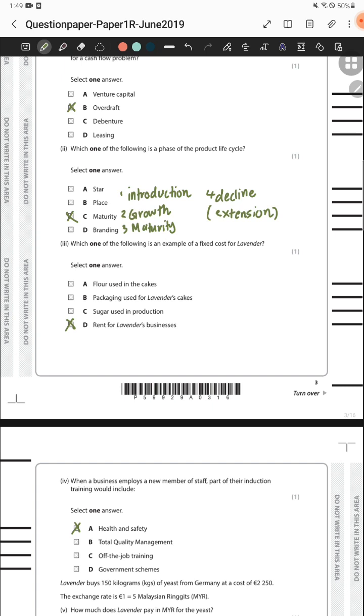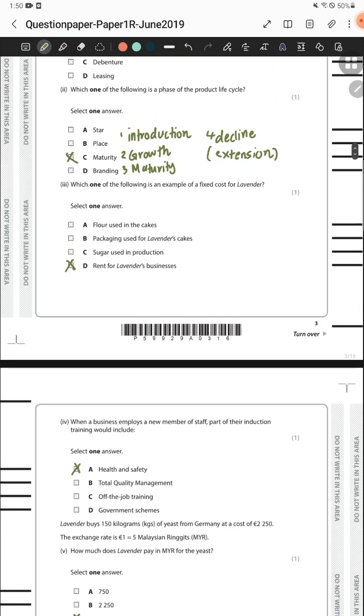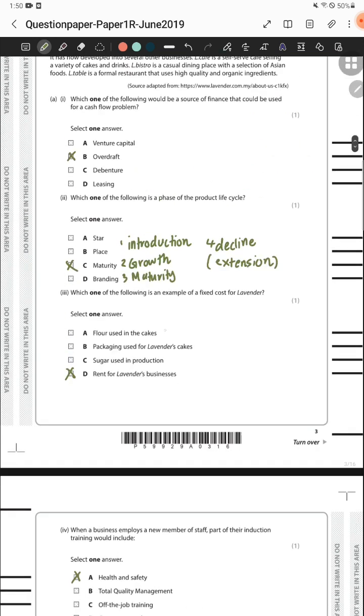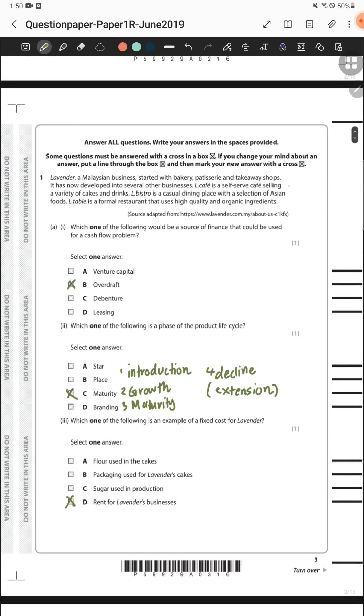Sugar prices may vary because lavender isn't the one producing the sugar, they're buying it from somewhere else. Packaging as well, the price may change because they may be ordering it from other manufacturers. Flour as well. Usually flour costs are fixed, but in this situation, rent is the best option, or it is the answer. Unless your landlord makes another contract or something of that sort, but here it's not stated in the case study, so your answer is D.